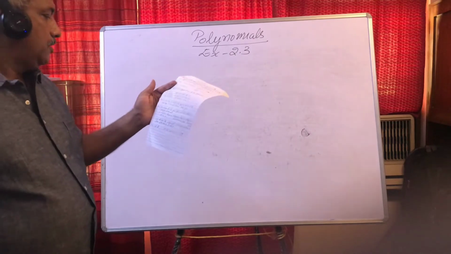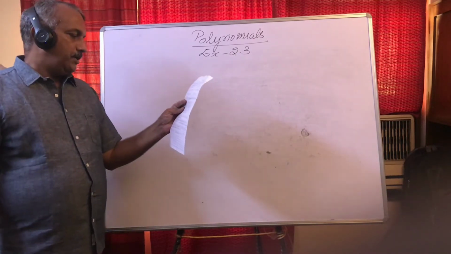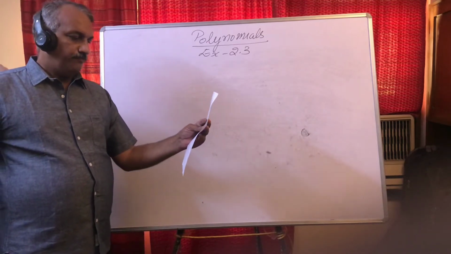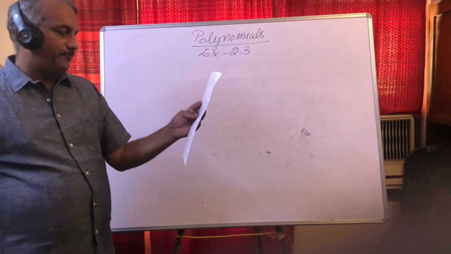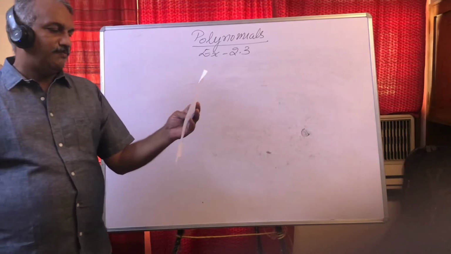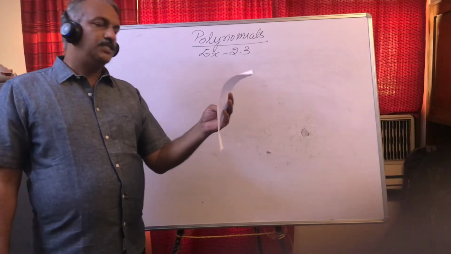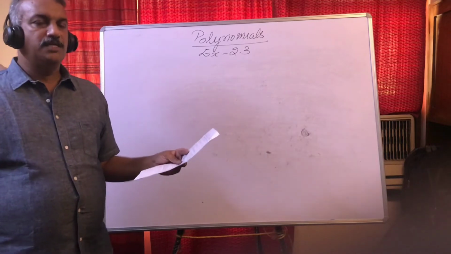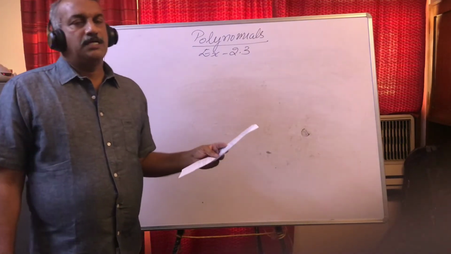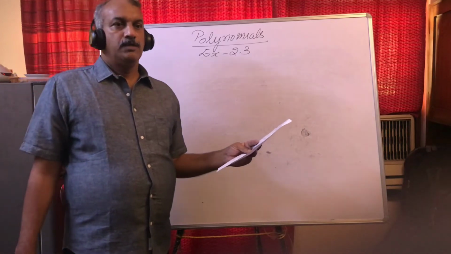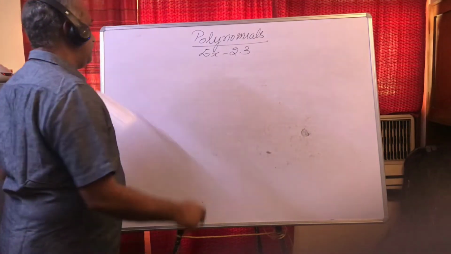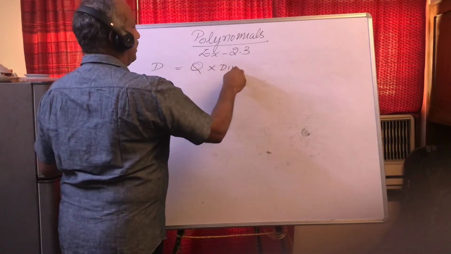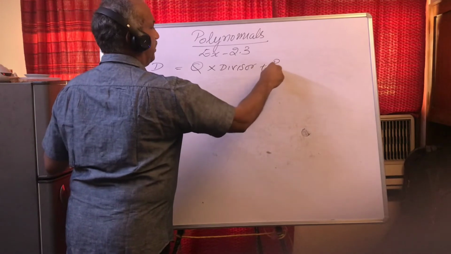So question number 4 says, on dividing x cube minus 3x square plus x plus 2 by g of x, the quotient and remainder are respectively x minus 2 and minus 2x plus 4. Find g of x. So dividend is given, quotient is given, remainder is given. We are asked to find out the divisor. So that formula we will use: dividend is equal to quotient into divisor plus remainder.